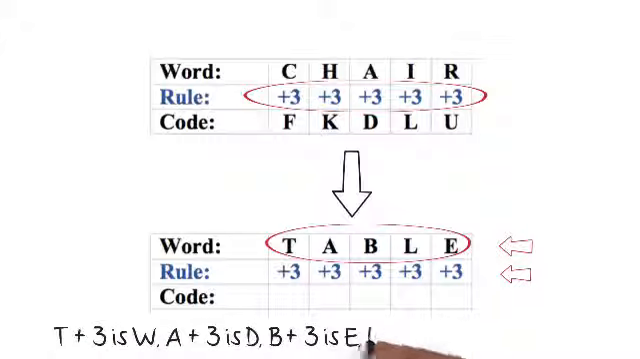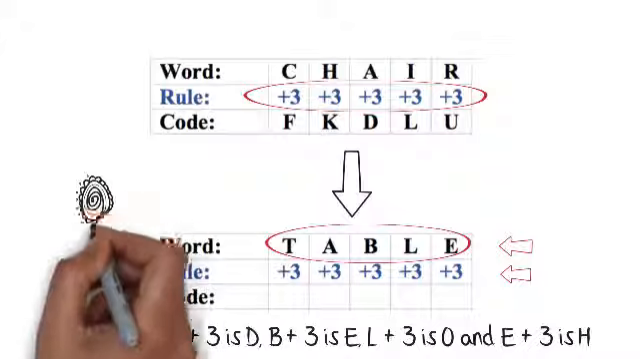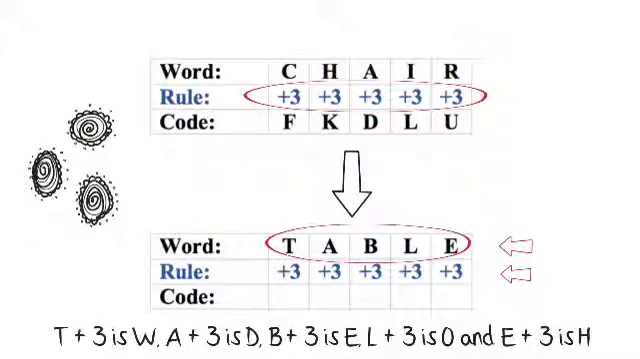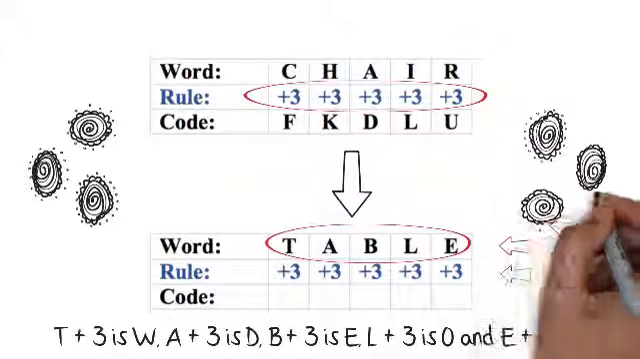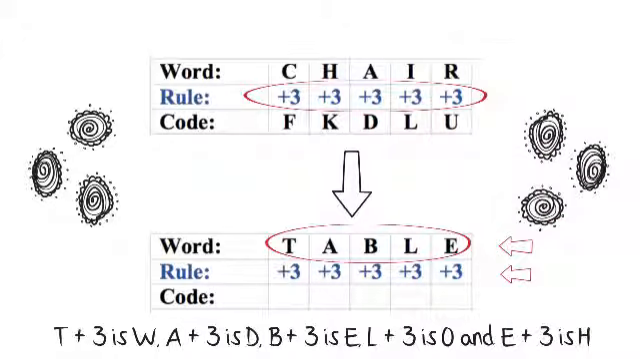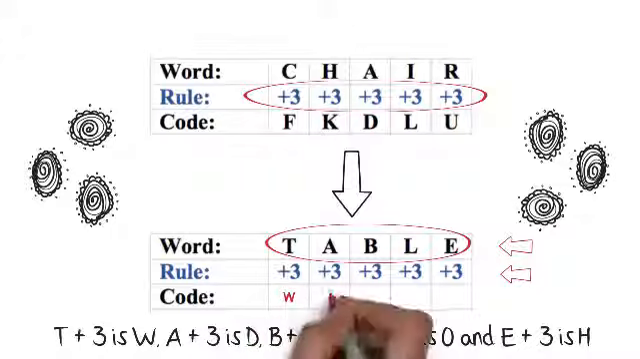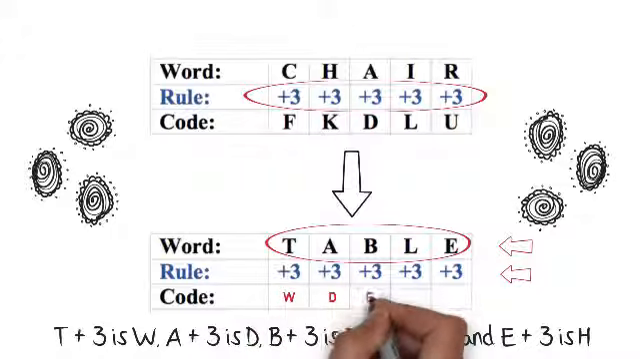T +3 is W, A +3 is D, B +3 is E, L +3 is O, and E +3 is H. Now write down the letters underneath the word and the rule, and you'll have the code WDEOH. The code for table is WDEOH. Sometimes you'll be asked to find the word from the code instead of finding a code for the word.